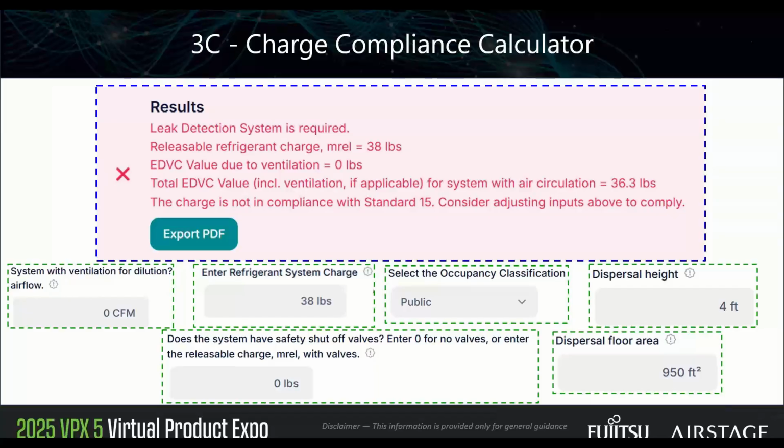I could change the refrigerant system charge. Perhaps I could relocate some piping or unit, get a little less charge, and I could keep it below those 36.3 in this case. Probably not changing occupancy classification, but the dispersal height could easily be changed. Let's say I put that wall unit at 6 feet instead. That probably gives me enough room volume to comply to be able to do those 38 pounds just by moving that one. I also didn't put in shutoff valves, so that's why it's 0 there.